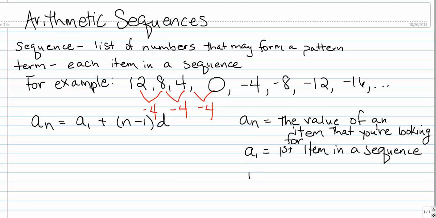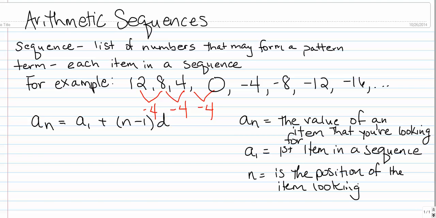N is the position of the item you're looking for. So if I'm looking for the 14th number, n would be 14. And then d is the common difference. In our example up above, the common difference is -4, because I keep subtracting 4 from one item to get to the next item in the list. So it would be pretty easy for me to keep this pattern going 14 times. Let's say, though, I wanted to find the 50th item in the list.